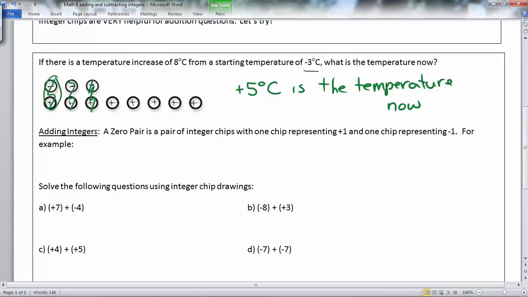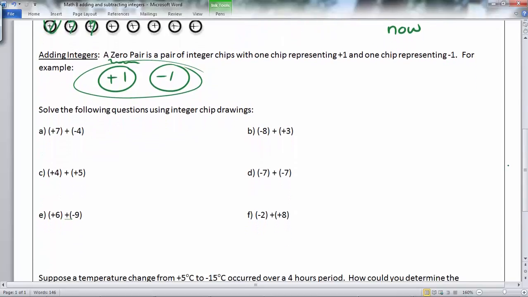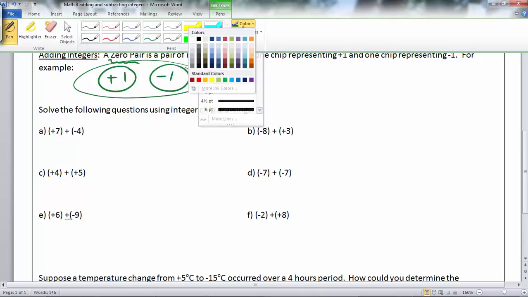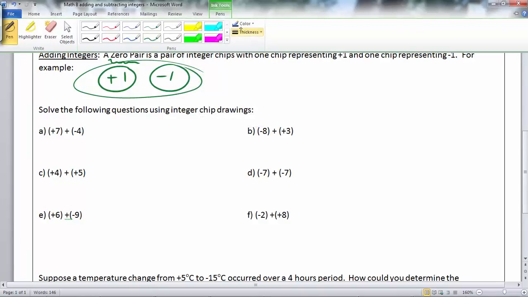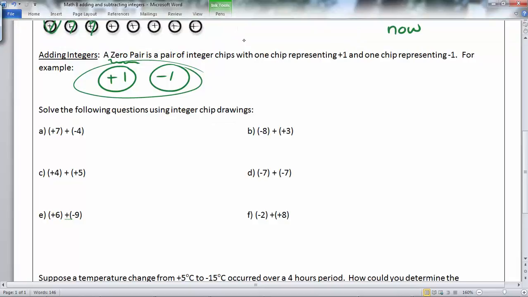Here, it's just a little blurb about what these zero pairs are. When you're adding integer chips, a zero pair is a pair of chips where one chip is a +1 and one is a -1. Together, that's a zero pair. So there are 6 questions here that want you to draw integer chips, or draw positive and negative circles, to answer the following questions. As you get better and better with this, you'll obviously stop having to draw the pictures. But for these 6, it's a good habit just to do right now. So I'll help you with the first 2 and then leave the rest to you.